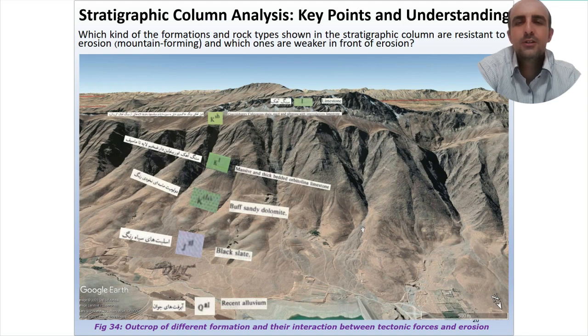Now, in this slide, I would like to talk about very important and useful parameters that help us to delineate and differentiate different rock types. And it is about the behavior of different rock types in front of erosion and weathering. As you know, some of the geological formations and rock types are susceptible to erosion, and some of them are erosion resistant. And based on their behavior, we can differentiate them.